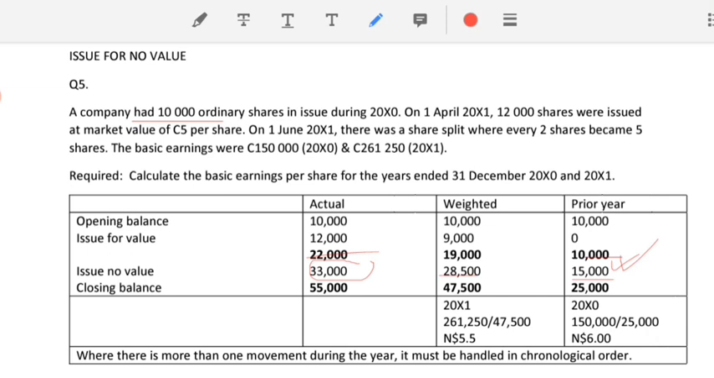Now if you take the earnings for 2011, which is the current year, which is 250 divided by the 47,500 we have here, then you are getting 5.5. And then for 2020, if you take this 150 being the earnings divided by the 25 being the total number of shares, then you get this amount. And then for the comparison, we can say in the prior year we performed better than in the current year, because here we earned $6, here we are earning 5.5. That's it.